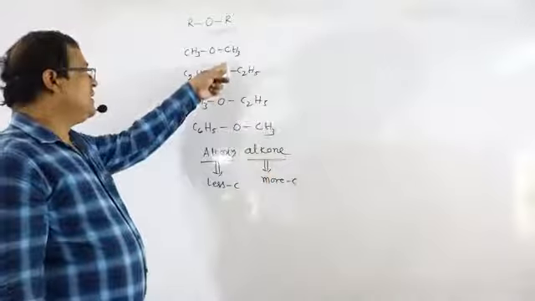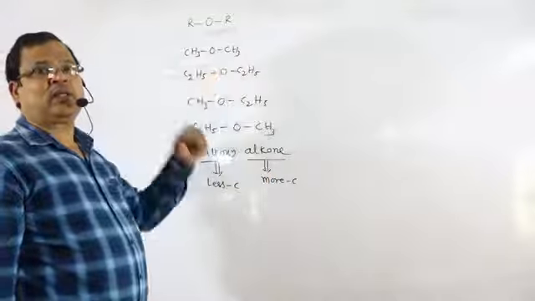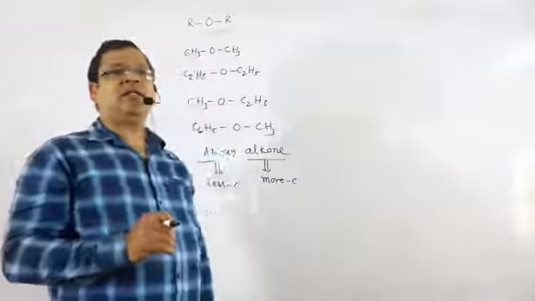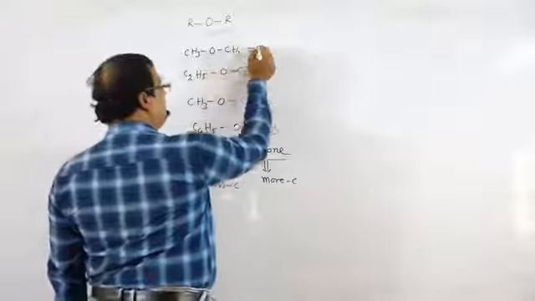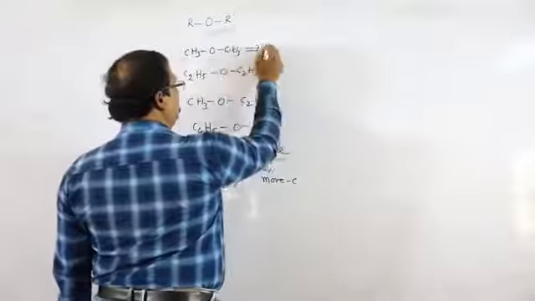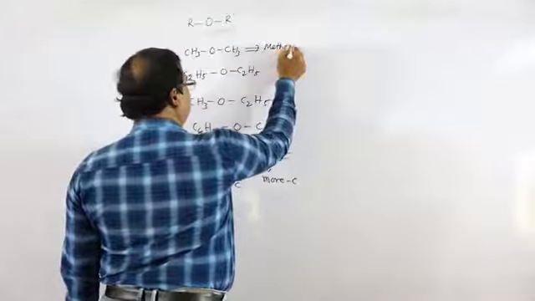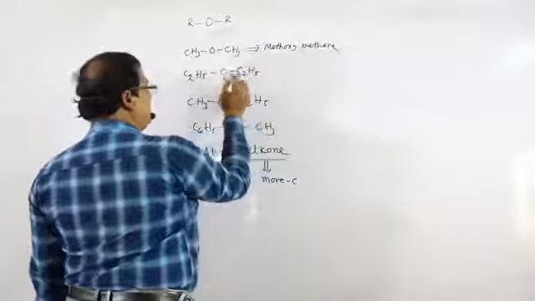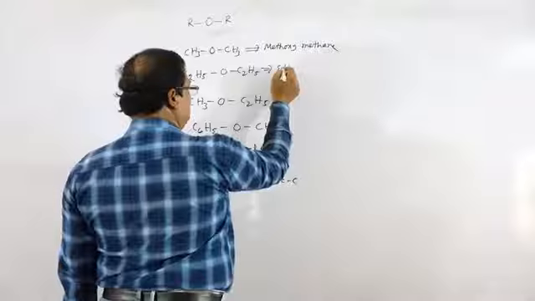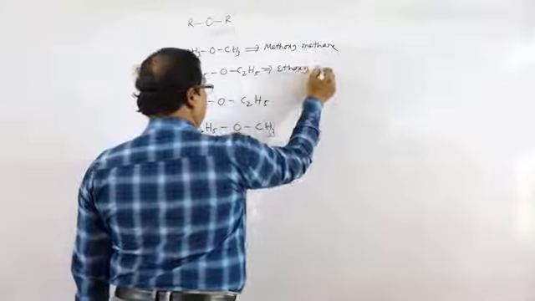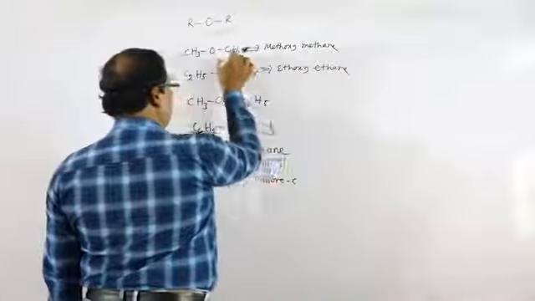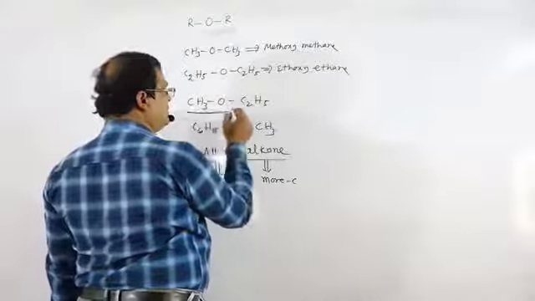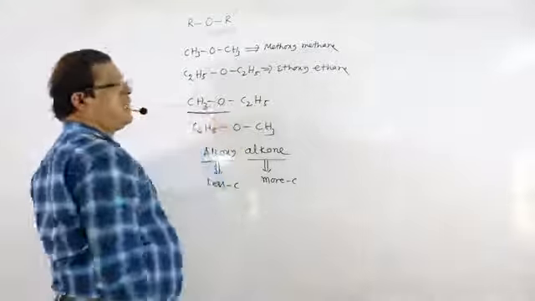Then how to name this? These are symmetrical ethers. Both of the two alkyl groups contain the same number of carbon atoms. One part will be treated as alkoxy and the other part will be taken as alkane. So the first compound is methoxymethane. And this is ethoxyethane.